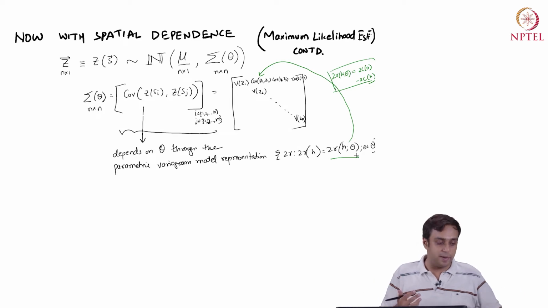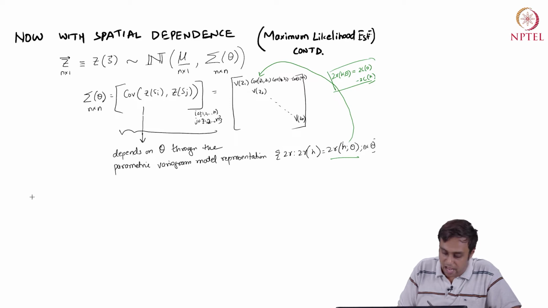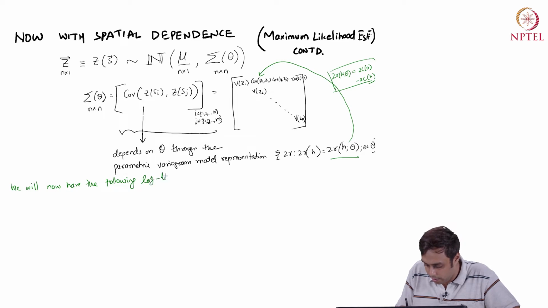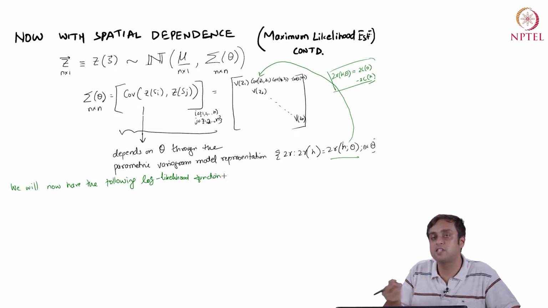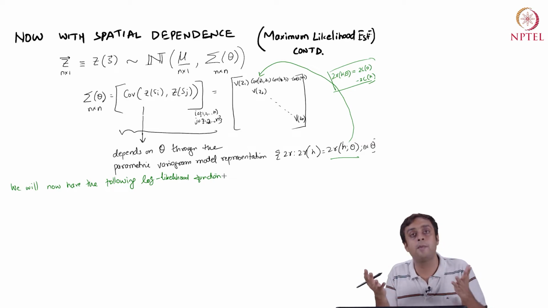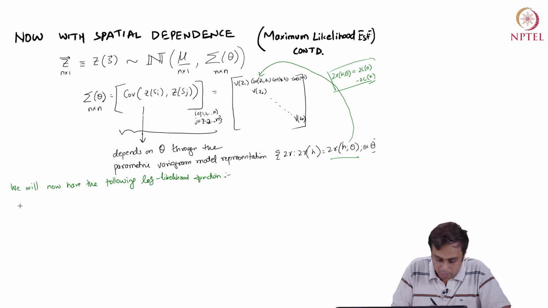So, what will really change in my analysis? What really will change is that we will now have the following log likelihood function, right. Because my variance covariance matrix has changed from sigma squared I n to this sigma theta representation, it will provide me a different log likelihood function. So, I have ln L which depends on mu and theta.